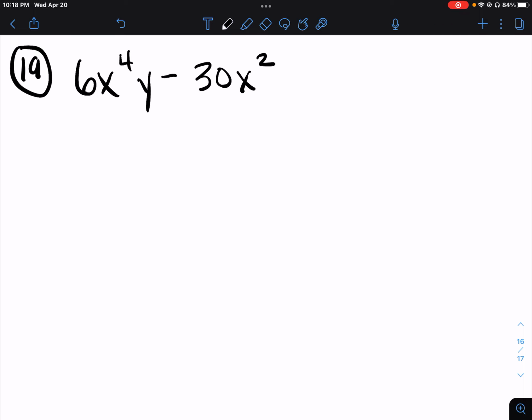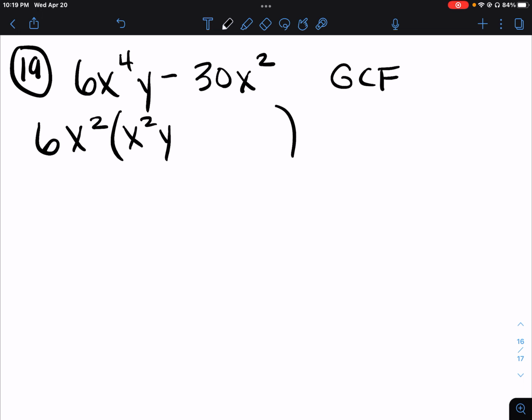Okay, now factoring, which means make a multiplication problem. Okay, factor out the GCF. They both have 6 and they both have x squared. Okay, 6x squared times what would make 6x^4y? That would be x^2y, because 2 plus 2 would give me the 4. 6x squared times 5 minus 5 would equal minus 30x squared.